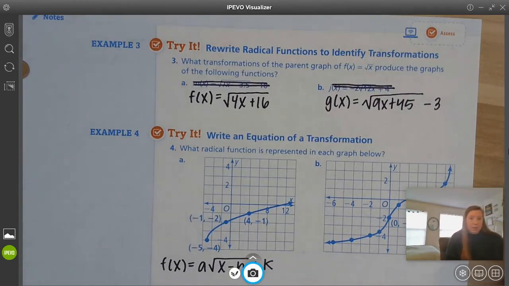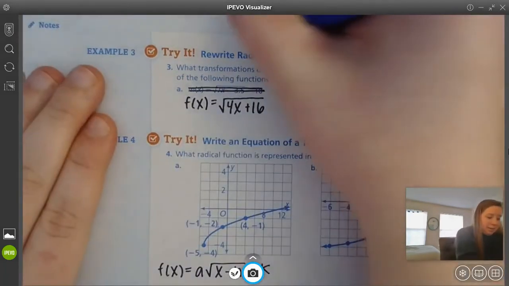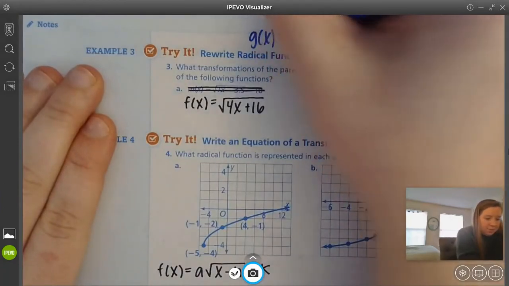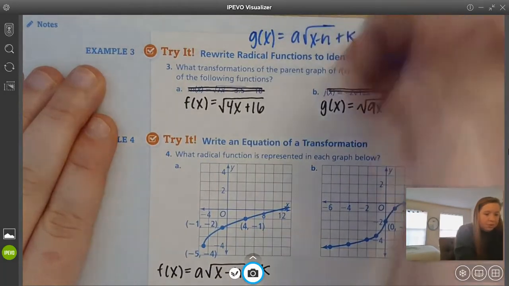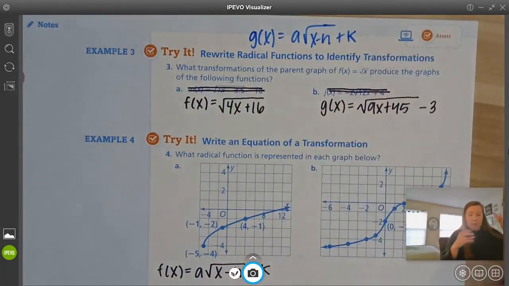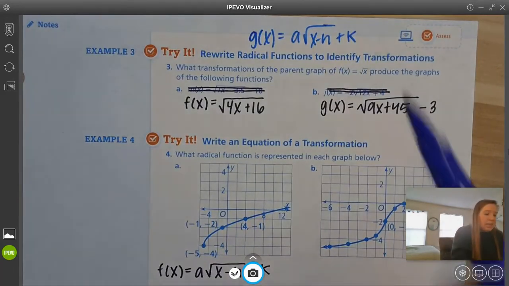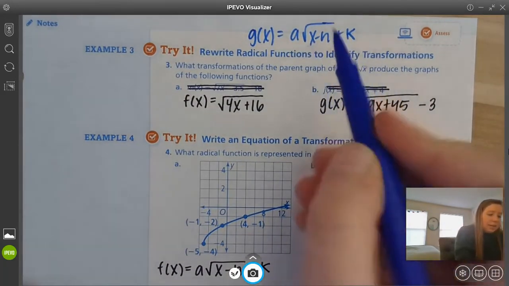So we talked about, let's write it up here, g of x equals a times the square root of x minus h, plus k. So we're looking for those points where we have a number out in front of our radical, maybe something underneath our radical, maybe something on the outside. But in this case, x is always by itself.